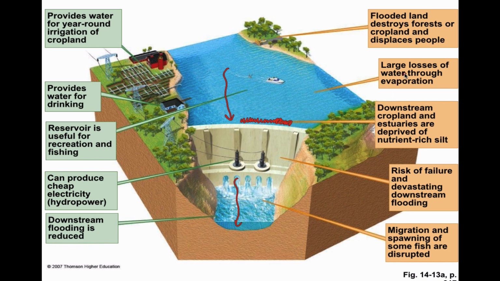We also see large losses of water through evaporation. Because this water's here now, it's going to evaporate into the atmosphere. But one of the biggest issues that we see is the flooding of everywhere behind here. So this whole area has now been flooded. It destroys a number of habitats and people living in these areas get displaced. So these are a number of issues that we do see.